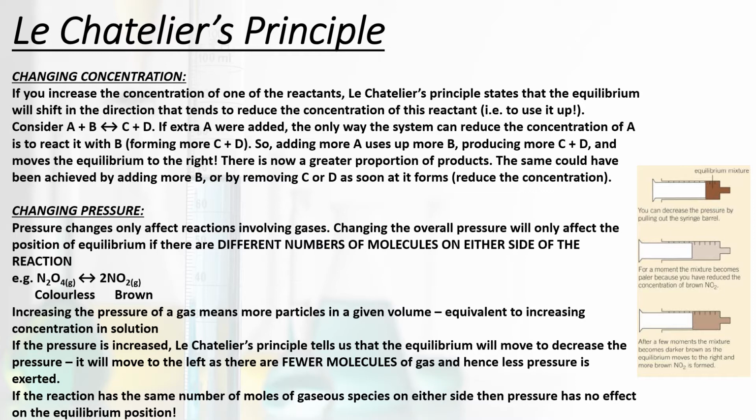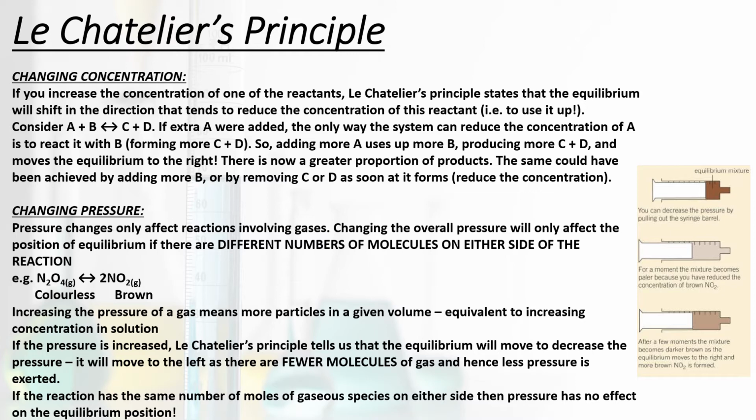By moving the plunger out, we increase the volume, and so you can think of it as like adding more solution. Our concentration would decrease. But then Le Chatelier's principle comes into play. We want to shift the equilibrium to oppose that change. If we decrease the pressure, we have to oppose that change by increasing the pressure, and that is going to the side that has more molecules, which is the brown NO2.